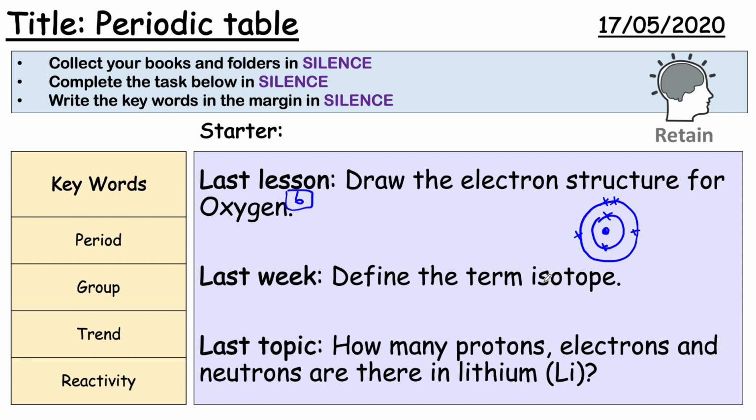Define the term isotope. This was also on last lesson, and if you remember, an isotope has the same number of protons. I'm going to do this shorthand. Same number of protons, but a different number of neutrons.